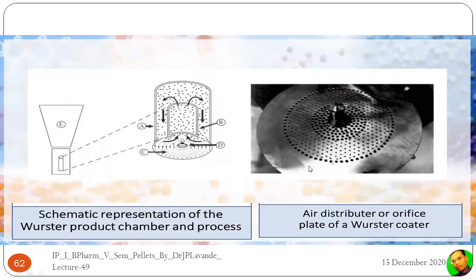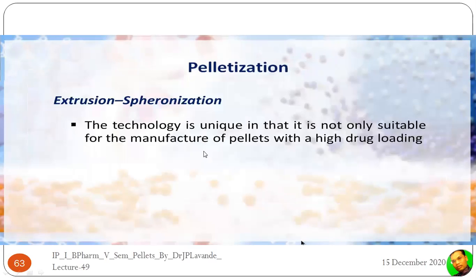Again, this is the magnified view of the orifice plate C. You can see in the orifice plate there are orifices, holes of different diameters. And at the center, you will find there is a nozzle. Through this nozzle, the solution is going to be sprayed, and through these orifices, the air is going to be introduced, which is responsible for the flow of these pellets. And this is the Wurster technique. Then let's come to the next technique that is said to be the extrusion or the spheronization.